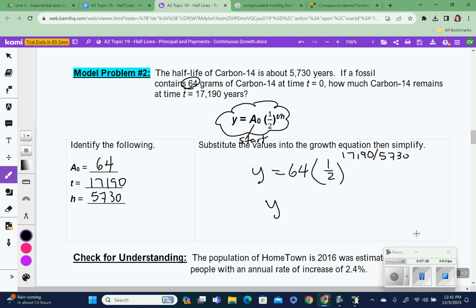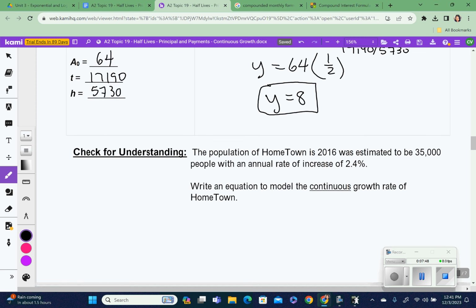So that means that there's going to be 8 grams at 17,190 years. Okay? So I'm going to ask you to do this check for understanding.